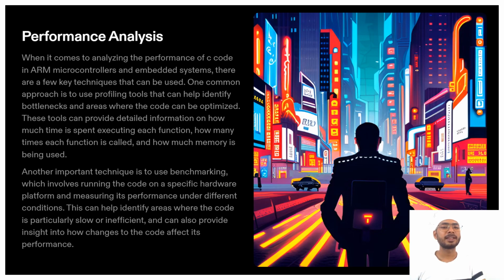Next slide, we have performance analysis. When it comes to analyzing the performance of C code in ARM microcontroller embedded systems, there are a few key techniques that can be used. One common approach is to use profiling tools that can help identify bottlenecks and where the code can be optimized. These tools can provide detailed information on how much time is spent executing each function, how many times each function is called, and how much memory is being used.